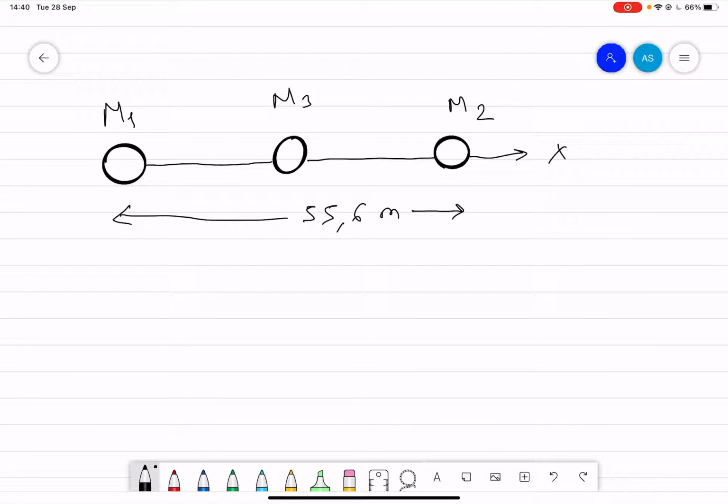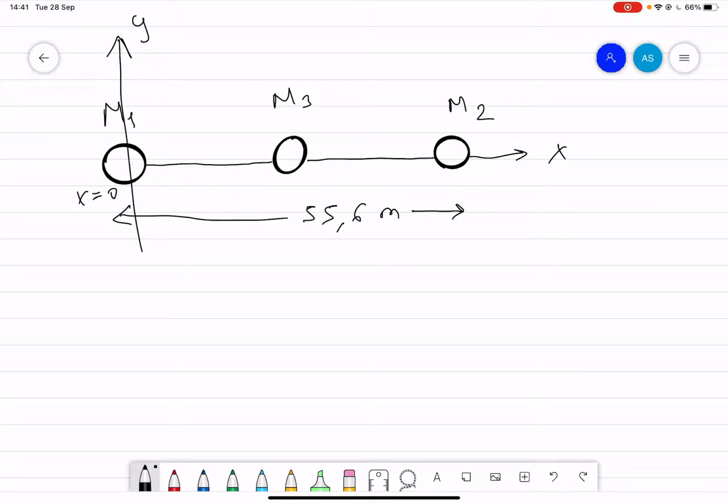Here we have m1, a spherical mass, located at the origin. So let's say this is the origin where x is equal to 0. Then we have m2, also a spherical mass, located at a distance of 55.6 meters.